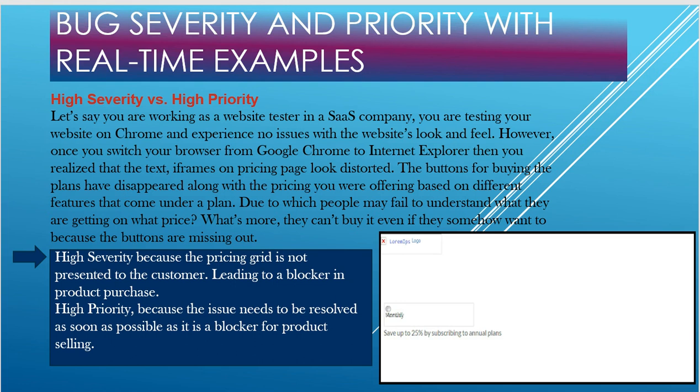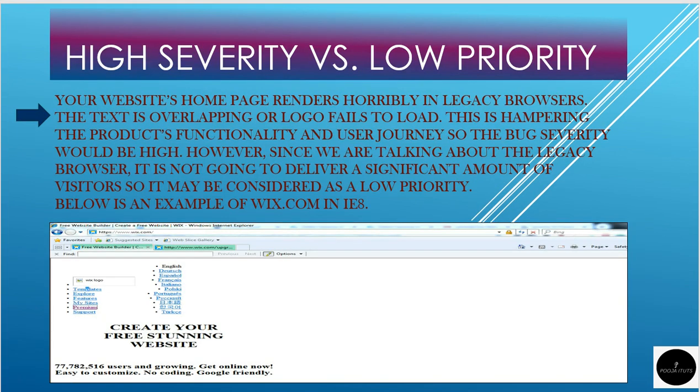The buttons for buying the plans have disappeared along with the pricing you were offering based on different features that come under a plan, due to which people may fail to understand what they are getting at what price. What's more, they can't buy it even if they somehow want to because the buttons are missing. So high severity because the pricing grid is not presented to the customer, leading to a blocker in the product purchase. And high priority because the issue needs to be resolved as soon as possible, as it is a blocker for the product selling.